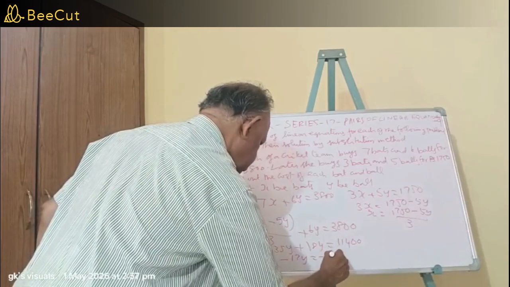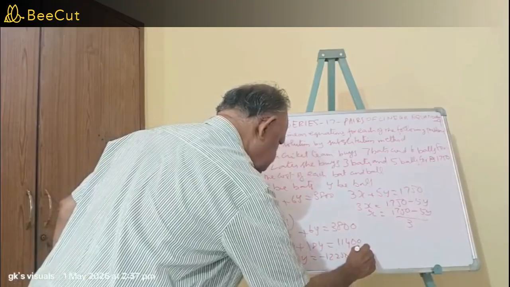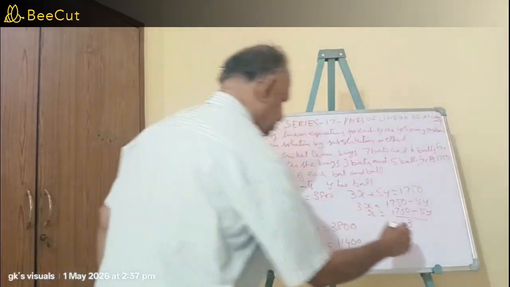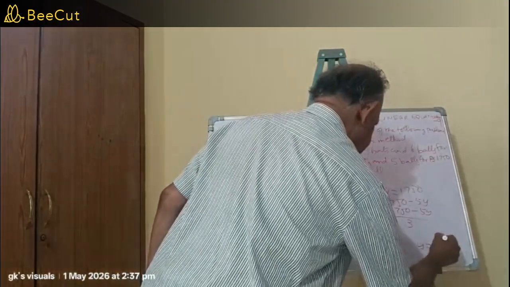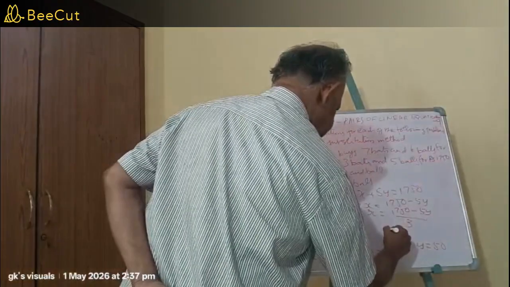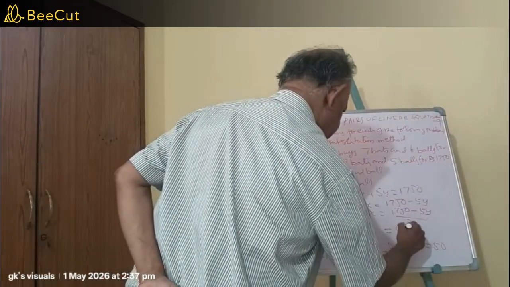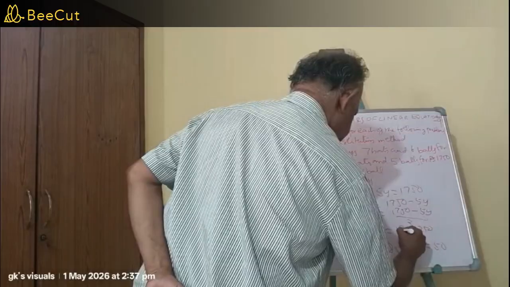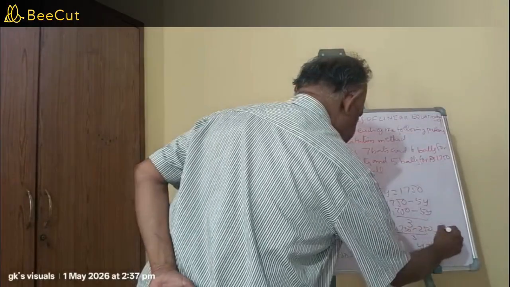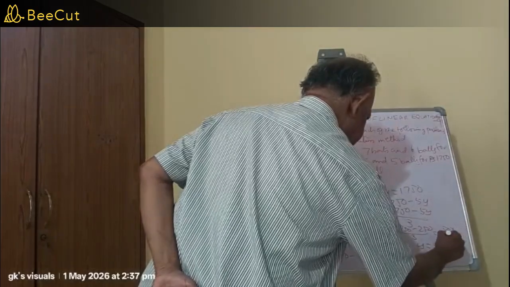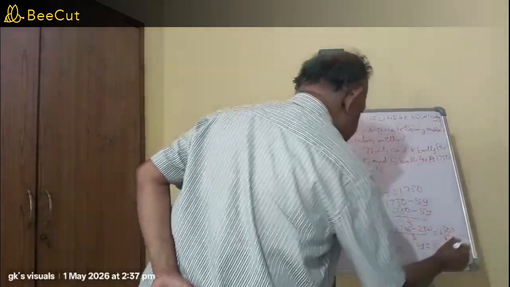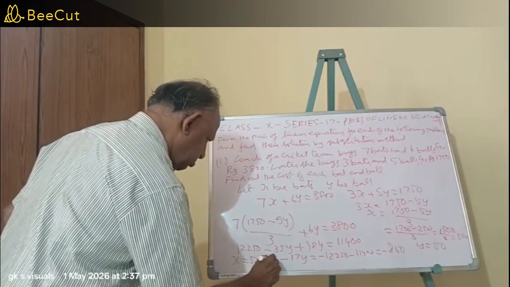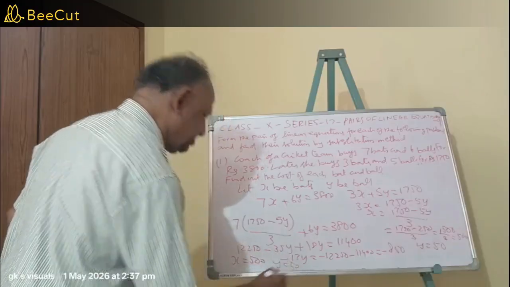minus (12,250 minus 11,400), which is minus 850, or y is equal to 50. If you substitute y is equal to 50 here, it becomes (1,750 minus 50 into 5, which is 250) by 3, is equal to 1,500 by 3, is equal to 500. So the cost of a bat, x is equal to 500, and the cost of a ball is equal to 50 rupees.